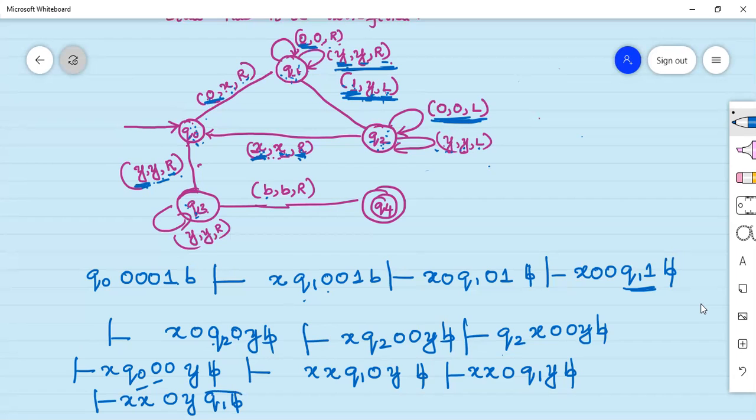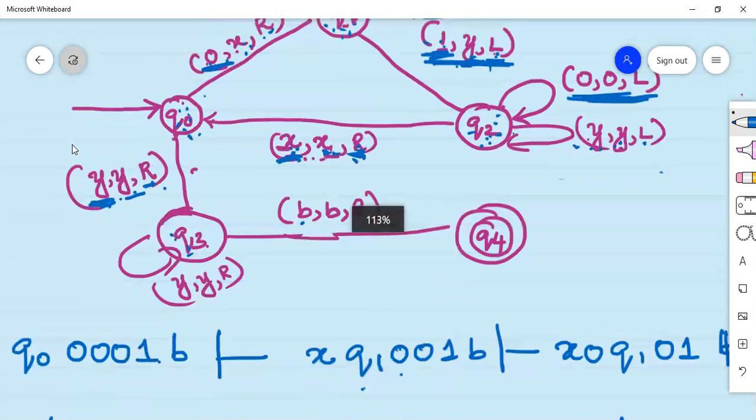So again this will be rejected because there is no transition from Q1 when the input is blank. Okay. I hope you understood this. So in a nutshell, how did we design this?